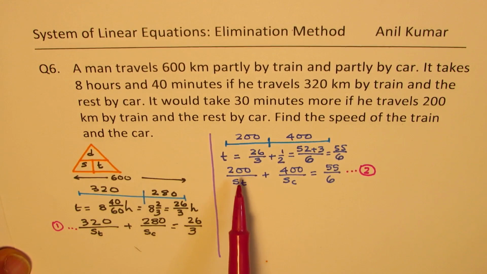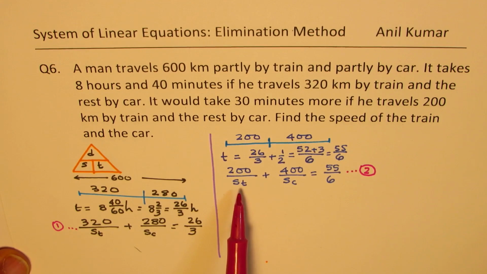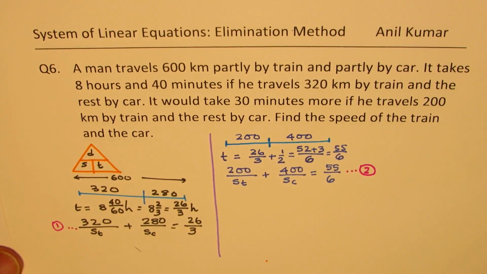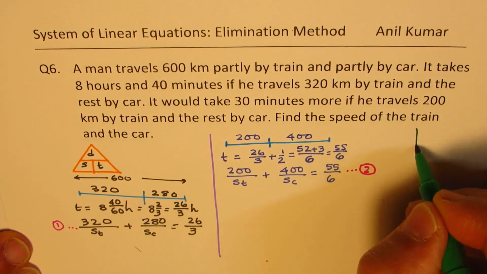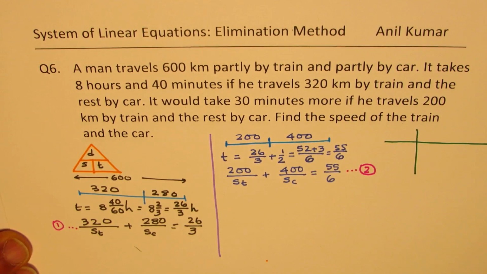In that case, we need to see what to multiply by so that we get the same common coefficient for the speed of train. Okay, so we could do this by the ladder division method. I'll teach you this method to find the common denominator. We have talked about it earlier. Many of you must be knowing about it.